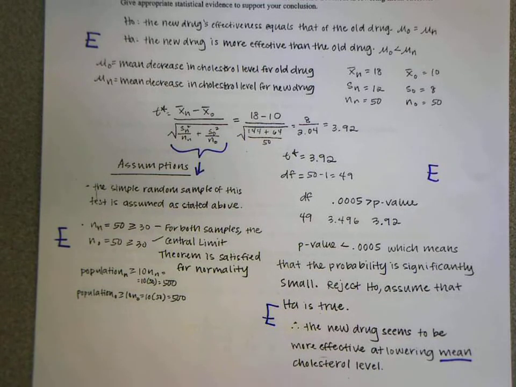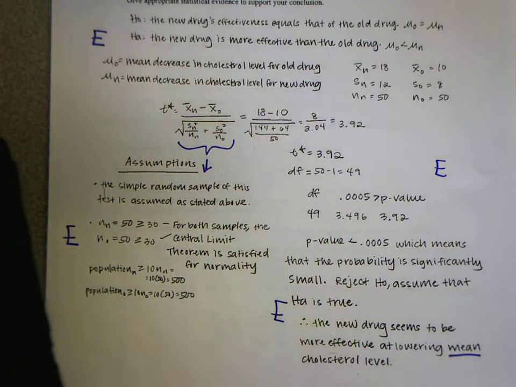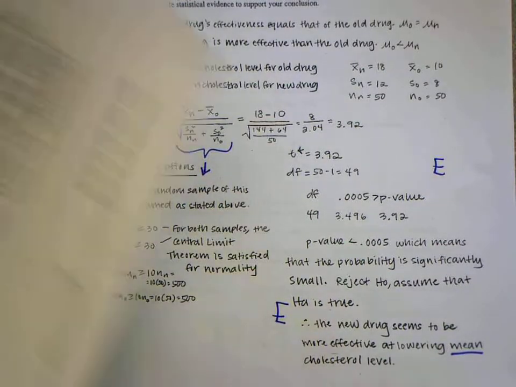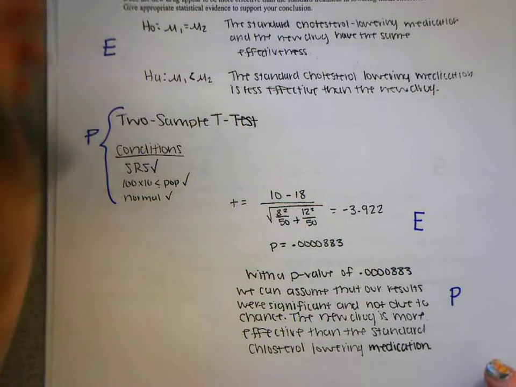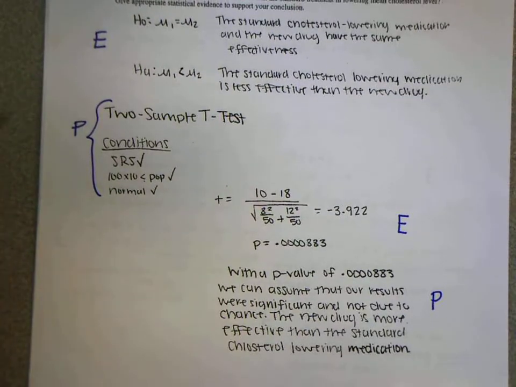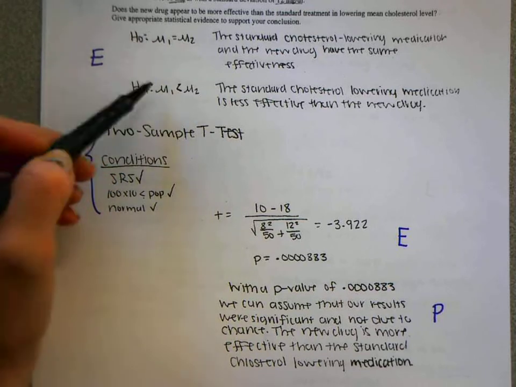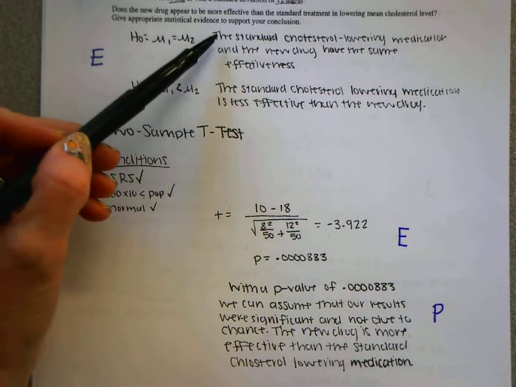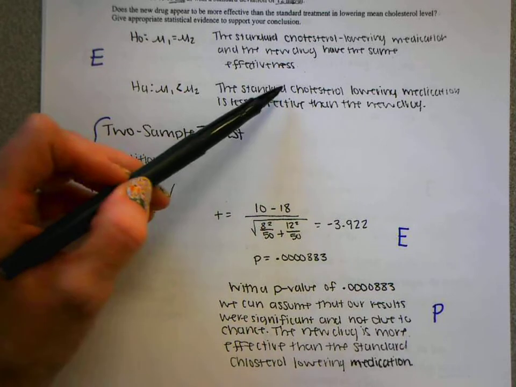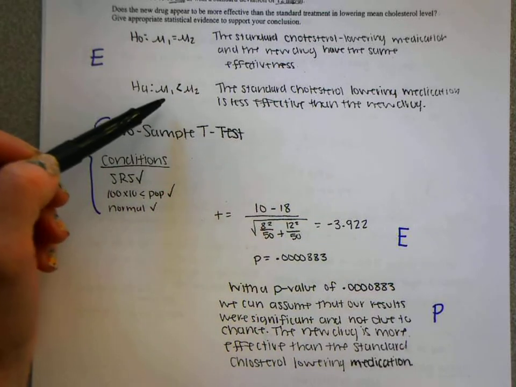And one more. This is a student that got a 3. They got a 3 because of 2 E's and 2 P's. They got full credit for their hypotheses. They looked at the standard drug and the new drug, and they made it clear that the standard drug is lower than the new. So this is kind of an interesting way.